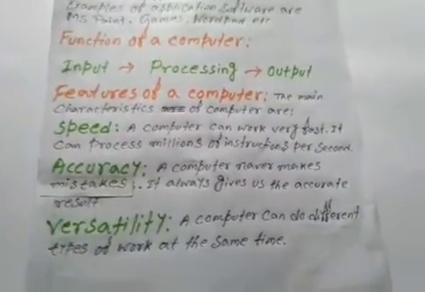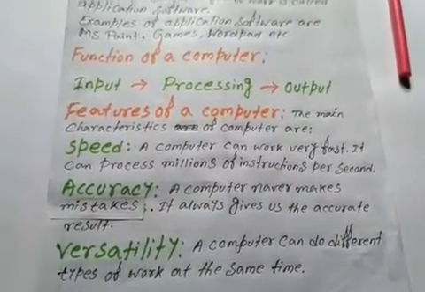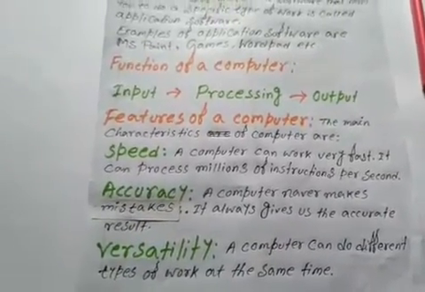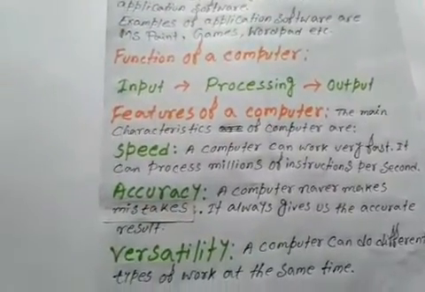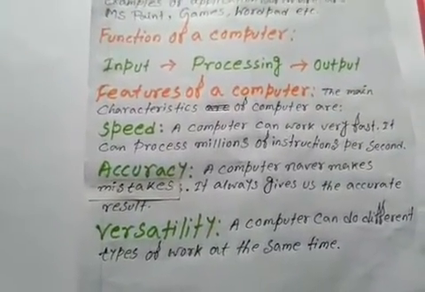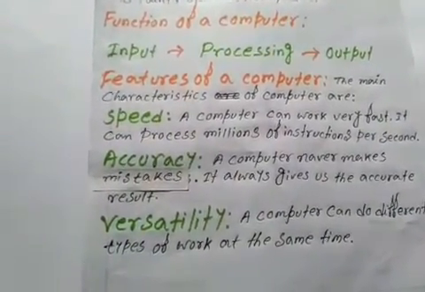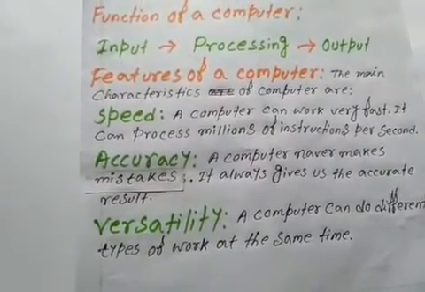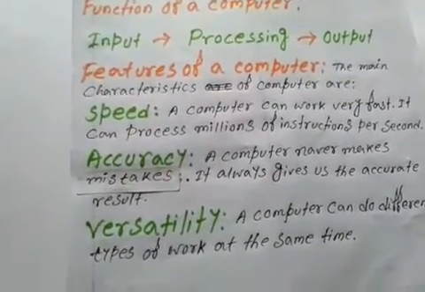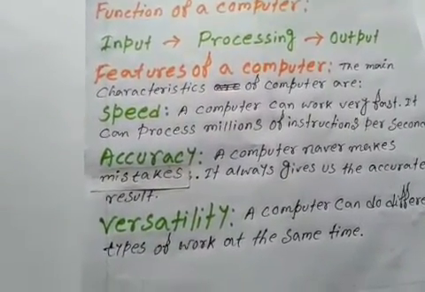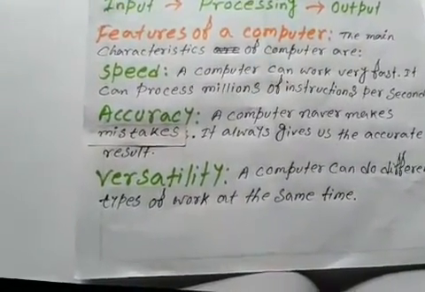Then features of a computer. The main features of a computer are speed: a computer can work very fast. It can process millions of instructions per second. Accuracy: a computer never makes mistakes. It always gives us accurate results. If we input data and the set of instructions are not correct, only then will a computer produce a wrong result. Versatility: a computer can do different types of work at the same time.